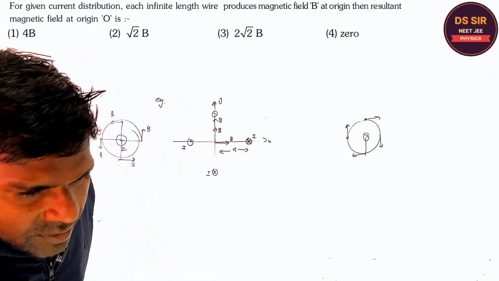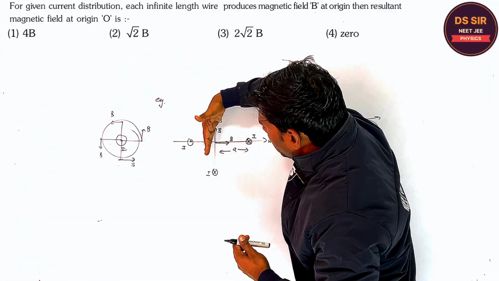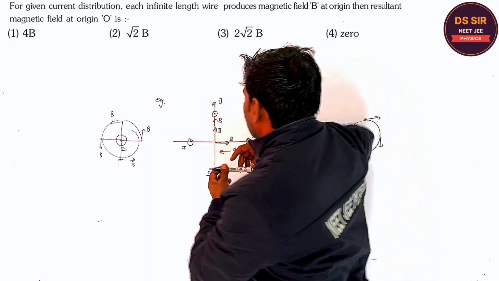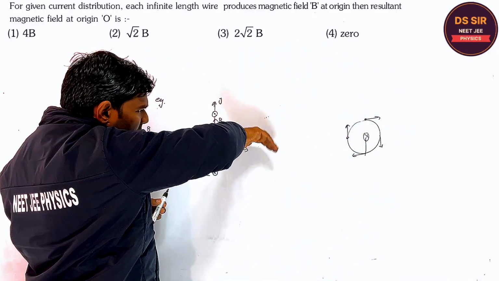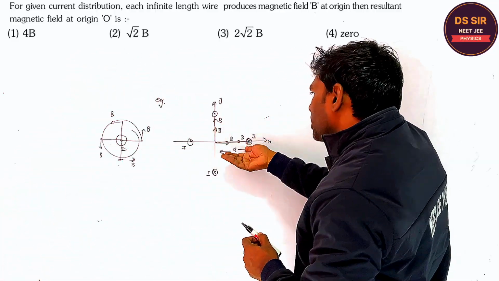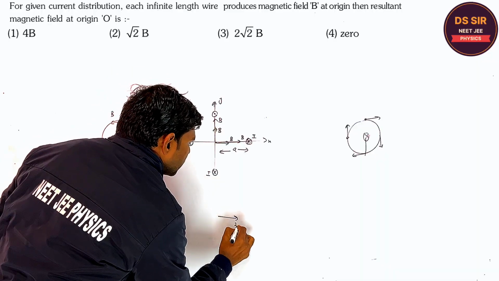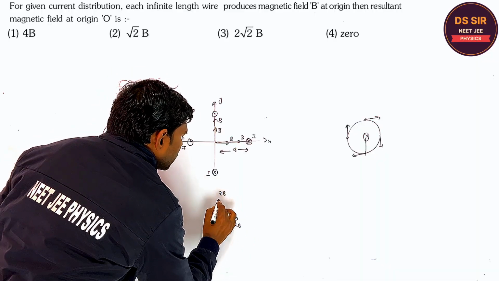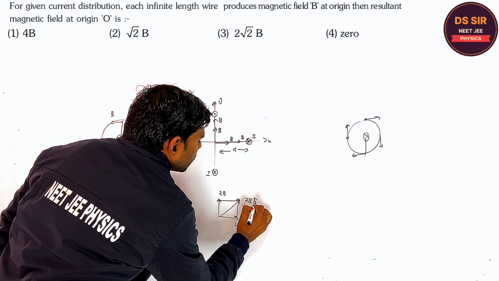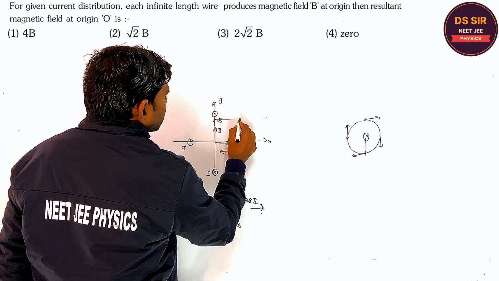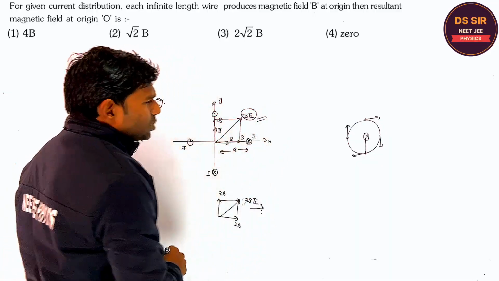All right. And because of this wire, the magnetic field is in this direction, right? Yes. So this is the point P. Because of this wire, the magnetic field is like this. So the 2B is this side, 2B is this side. So what is the resultant magnetic field? 2B root 2 in this direction. 2B root 2. Are you getting this solution or not?